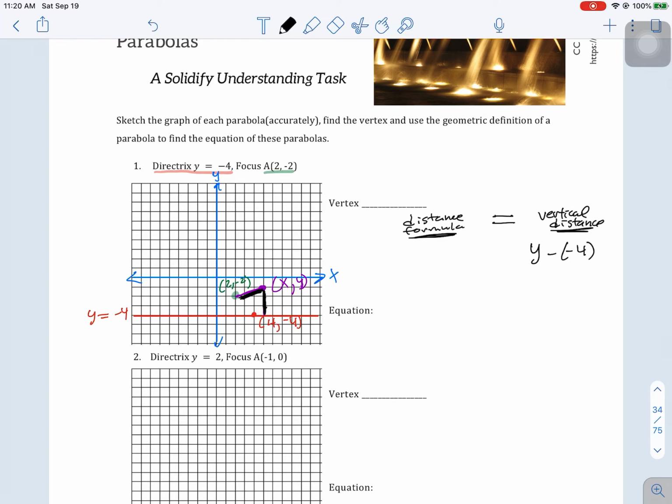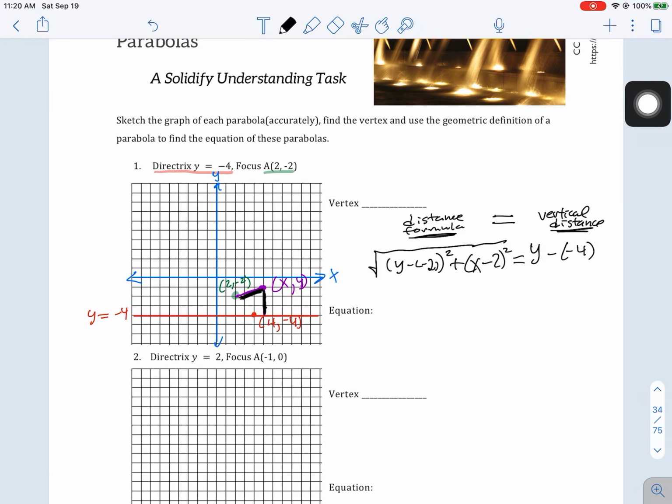The distance formula is the square root of the difference of y squared. So in this case, it's y minus -2 plus the difference of the x squared. And in this case, it's x minus 2. And those two are equal based on the geometric definition. The distance to the directrix and the distance to the focus are equal, so therefore we have an equation.